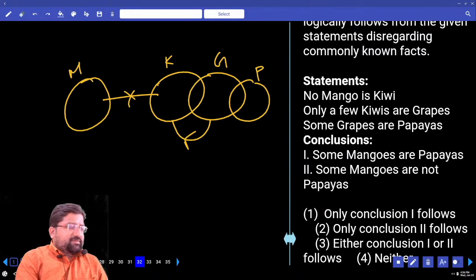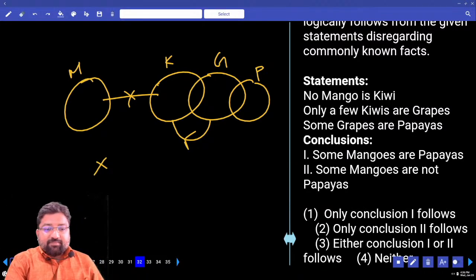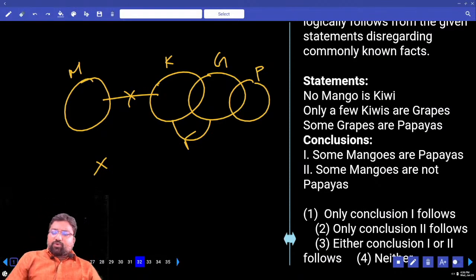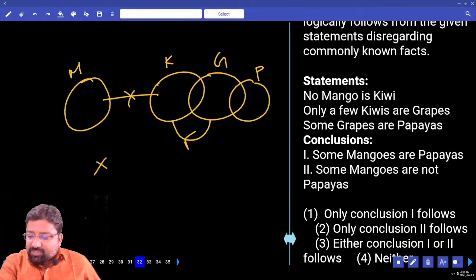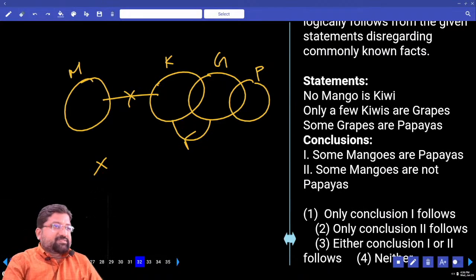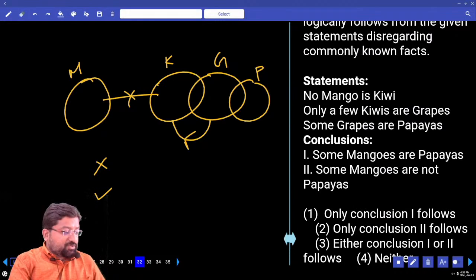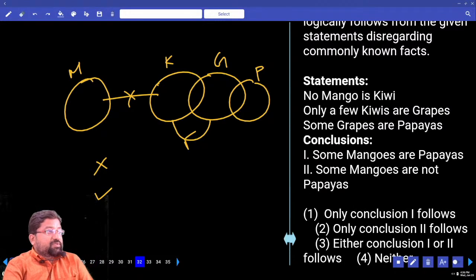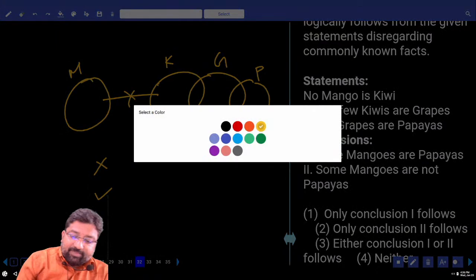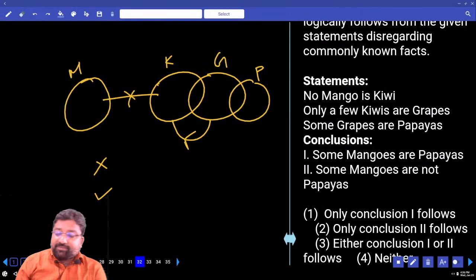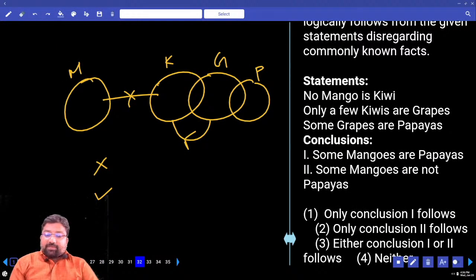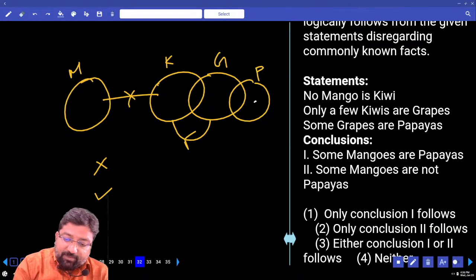Some mangoes are papayas. No. There is no relationship between mango and papaya. Next is what? Some mangoes are not papayas. Yes. Some mangoes are not papayas. What is the complementary? All mangoes are papayas. Can I bring all the mangoes inside papayas?